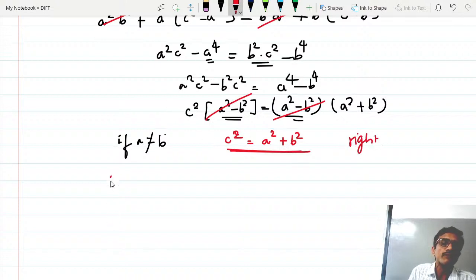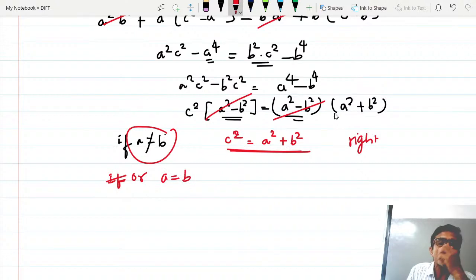And the other possibility is what? Or a is equal to b. There are two possibilities, either a is equal to b or a is not equal to b. If a is equal to b, then it is isosceles. Then it is an isosceles triangle.